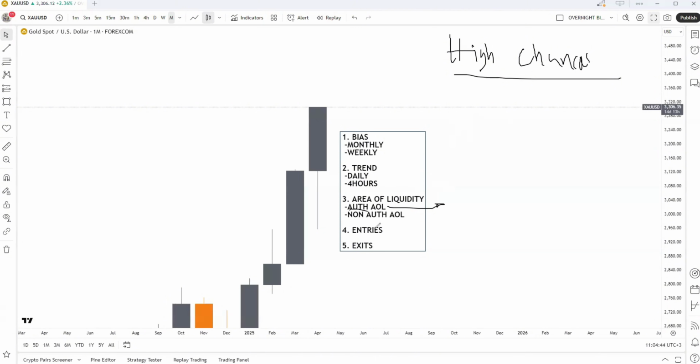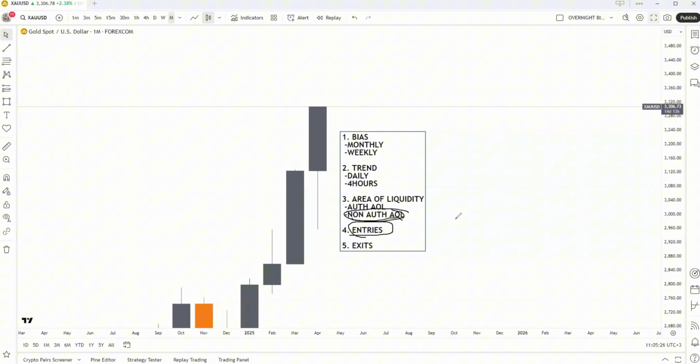And we have the non-authenticated area of liquidity that has low chances, which means it might hold or it might not hold. But on this non-authenticated area of liquidity, we only use time frame coordination to enter the market, which means we need to flow with the time frame coordination. We need strictly time frame coordination for the non-authenticated area of liquidity.